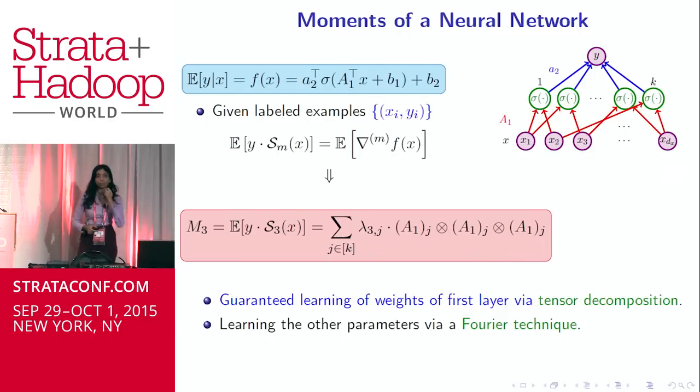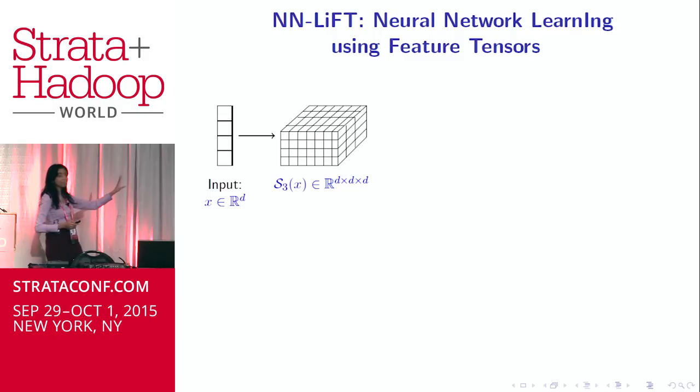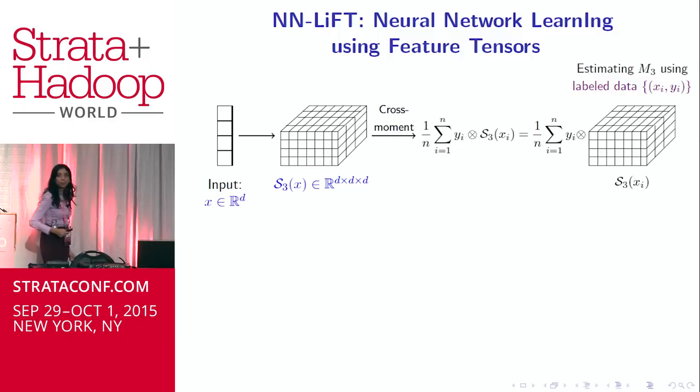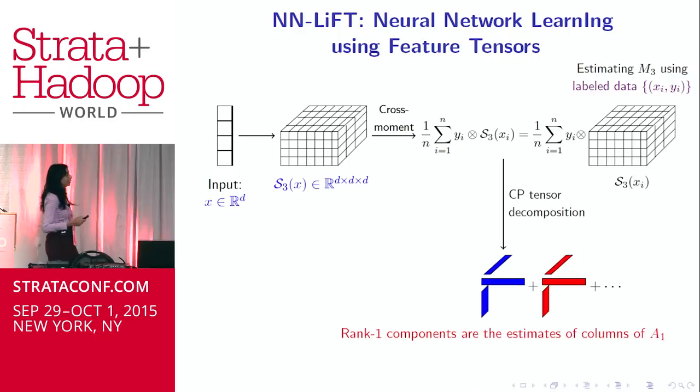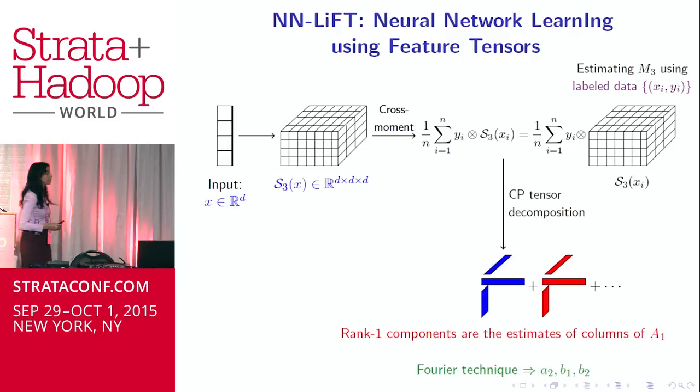In the paper, you can look at the details. There are some other simple Fourier techniques to even recover other parameters in this network model. So the main idea is once we have the input, we'll do unsupervised learning and come up with estimates of the score function. For instance, the third order score function is a tensor. Then we'll correlate these score functions with the labels in my label data and construct these empirical moments. And then we'll do a low rank decomposition of these empirical moments, where the rank is equal to the number of neurons I want in my network. Each rank 1 component, I'll use as a weight vector of the first layer. And then the other parameters can be estimated through Fourier techniques.